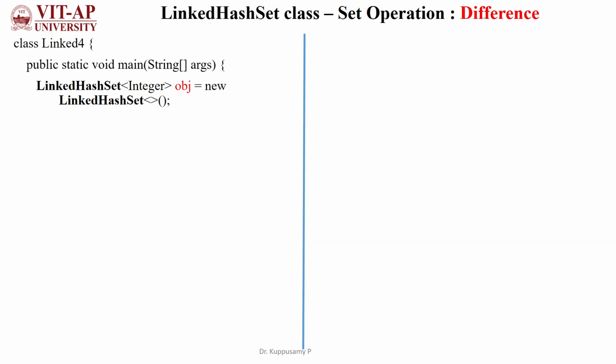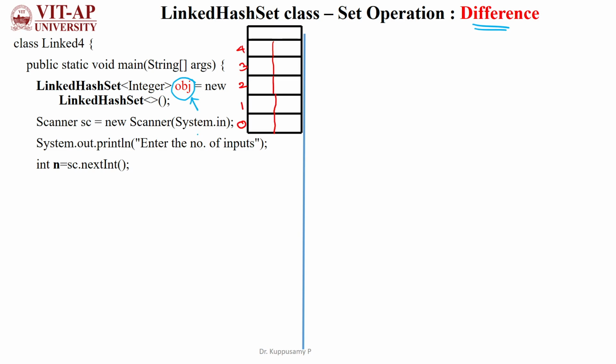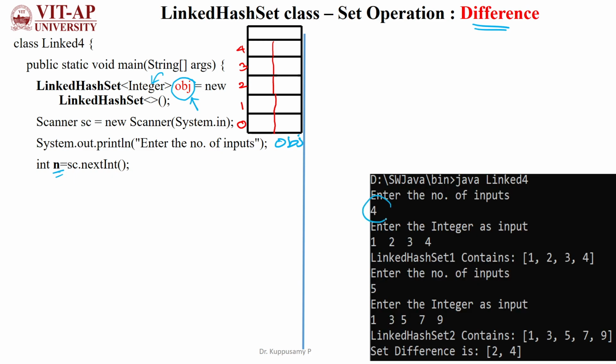And the next one is finding the difference between two sets. So here the first set is created by using the object variable obj. Once obj is created, Integer is the generic wrapper class. Then I'm receiving a number of inputs, so the number of inputs here is 4, so 4 is given.